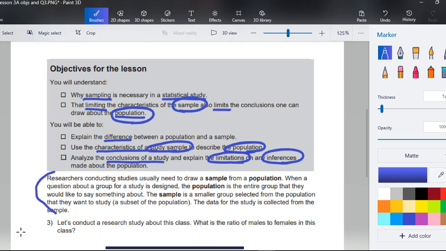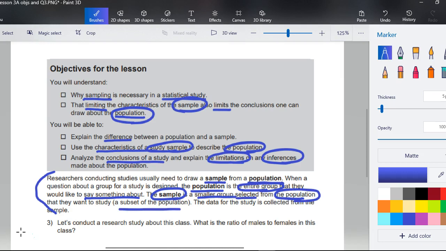Take time to read through this, underline and highlight where it talks about researchers conducting studies usually needing to draw a sample from a population. When a question about a group for a study is designed, the population is, sit here for a second, the entire group that they want to say something about. The sample is the smaller portion, the smaller group that is selected from the entire group that they want to study. It's a subset of the population. And then the data for the study is collected from the manageable group called a sample.